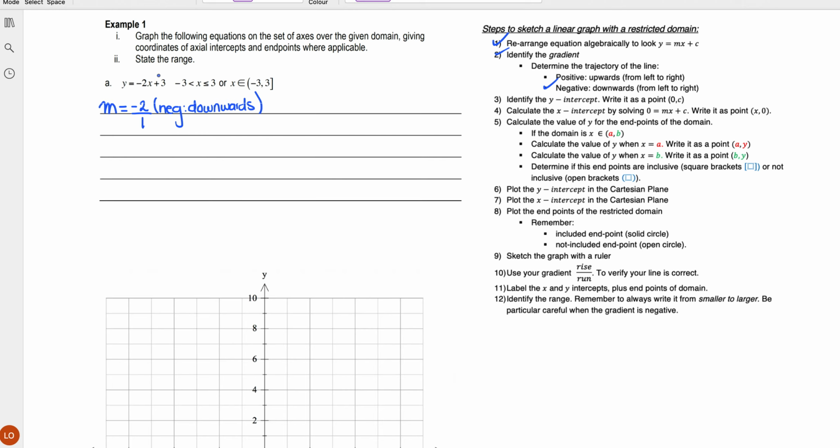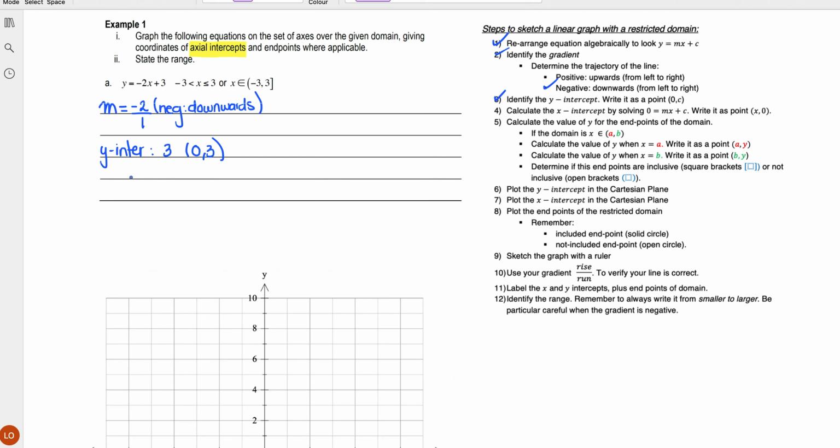Identify the y-intercept. So the y-intercept is positive 3. It says identify the y-intercept, write it as a point. So the coordinates of it are going to be (0, 3). Wonderful. Done. Calculate the x-intercept, because in these questions they're asking to graph the following equations on the x-axis over the given domain, given coordinates of the axial intercepts.